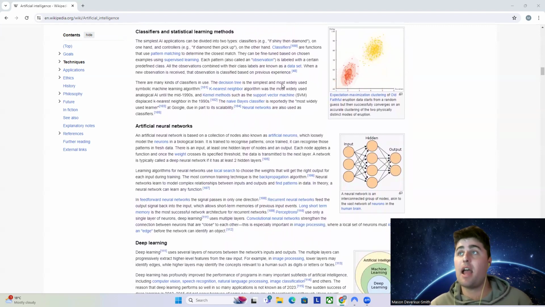The simplest AI applications can be divided into two types: classifiers, if shiny, then diamond, on one hand, and controllers, if diamond, then pick up. So, obviously, these are if statements, which anyone who's done any form of computer science degree knows are key in programming. So it's fascinating to see that it's just embedded into it.